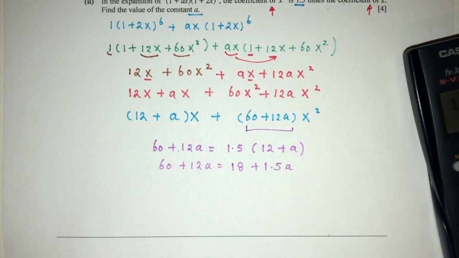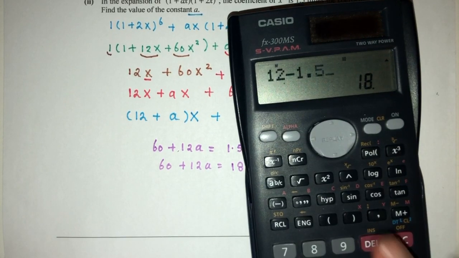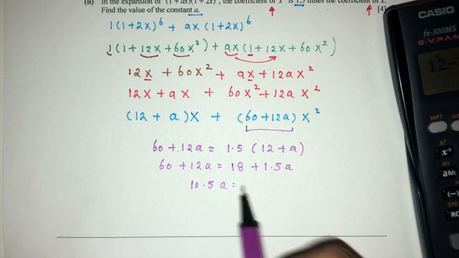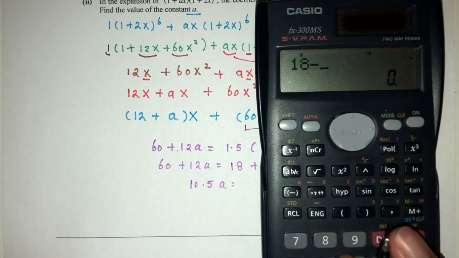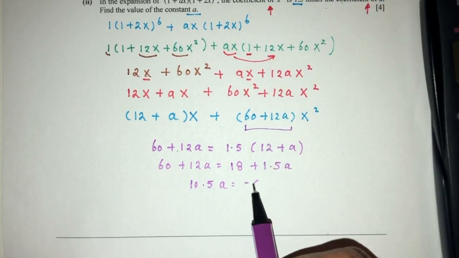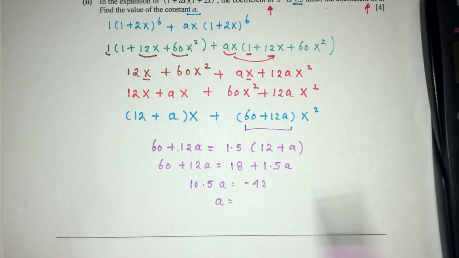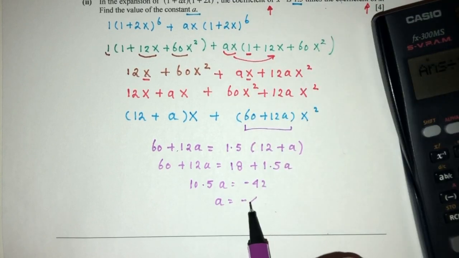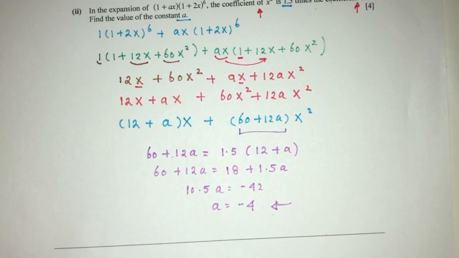So send a to one side, you will have 12 minus 1.5, that will be 10.5a, and that will be 18 minus 60, that should be minus 42. So a has to be this divided by 10.5, that should be minus 4. Okay, and this will be the answer for question number 6.